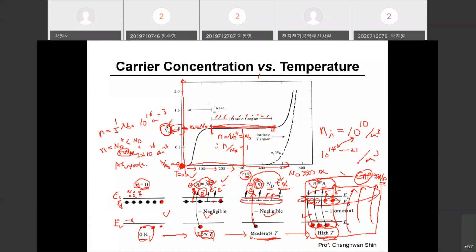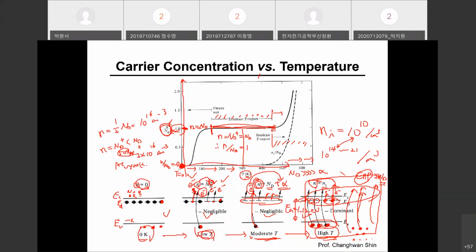Then beyond this extrinsic temperature region, let's move on to the high temperature region here. What would happen in this region? As temperature keeps increasing, as I previously mentioned, all the electrons that build up the covalent bonds will be excited because the energy coming from the high temperature is way higher than the bandgap energy, E sub g, 1.12 electron volt. Now you can answer more quantitatively instead of qualitatively.